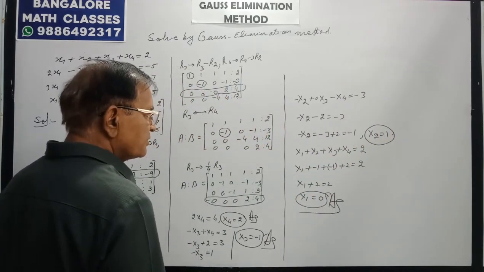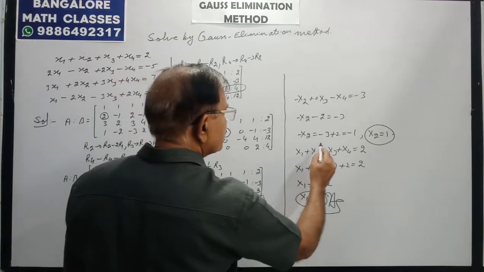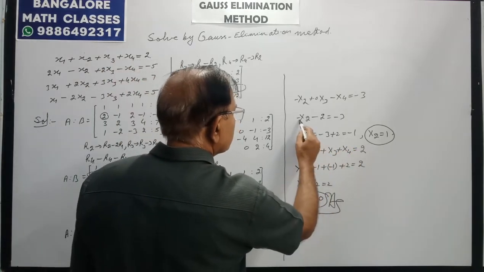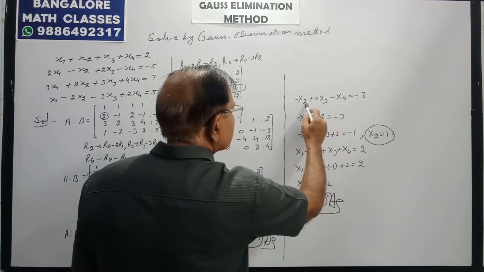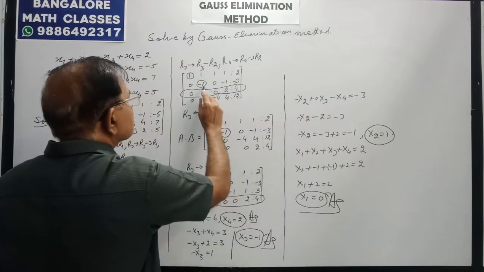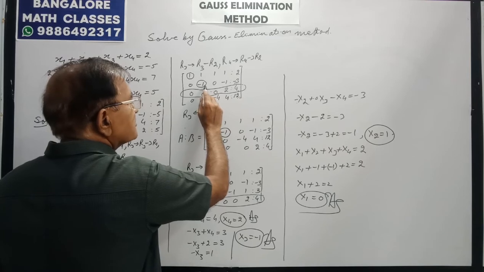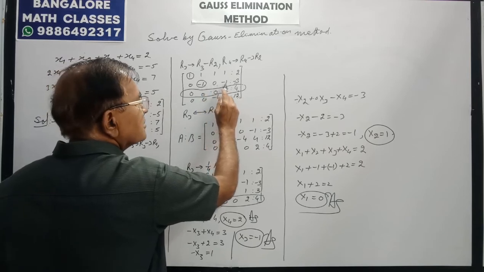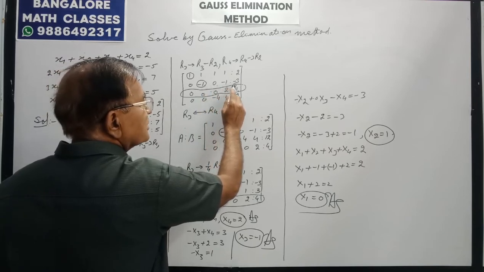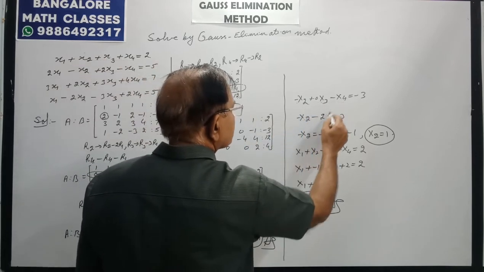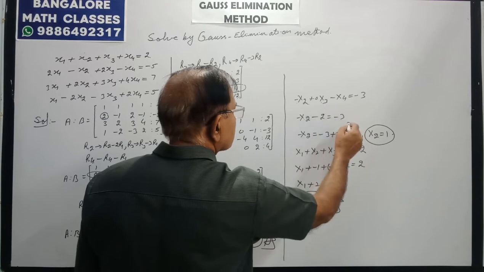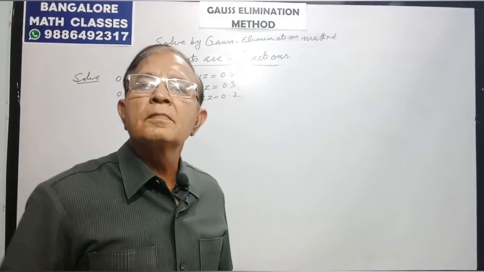Be careful here, we will get x2 as 1. Here it is negative sign, minus x2, here it is minus. That minus I have missed. 0 x3 minus x4 equals minus 3. Minus x2, here it is 0, x4 is 2, minus 3. Transpose will get minus 1.